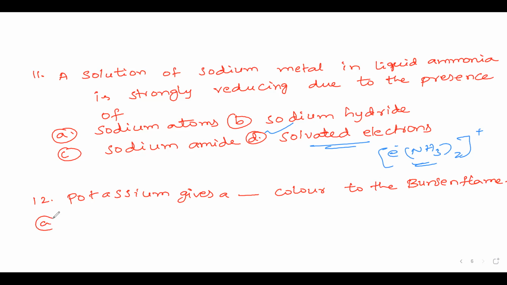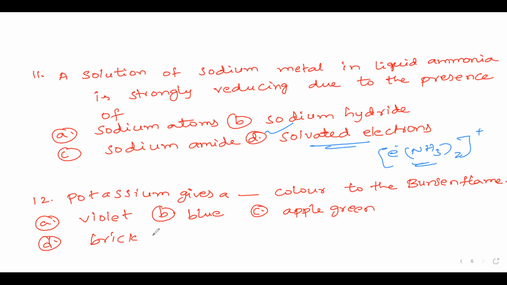Option A, violet. This is nothing but the flame test of alkali metals, which was discussed in lecture 1. Next is blue. Next is apple green, and fourth is brick. So what is the answer? We know the flame colors of lithium, sodium, potassium, rubidium, and cesium. So the answer for this question is violet color, because potassium gives a violet color.